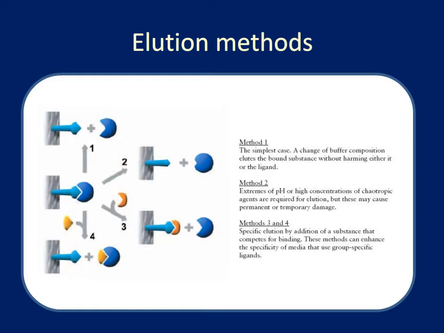Method 3 is showing a competition elution in which something is added that interacts with the ligand on the matrix to compete for the interaction of the protein with the ligand. The complementary but opposite elution is one in which you would add a molecule that binds to the protein and competes for the binding site on the protein rather than the ligand.